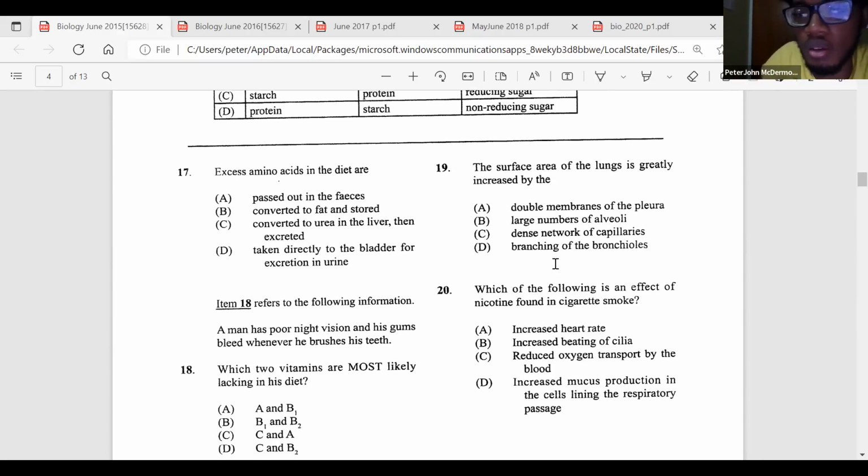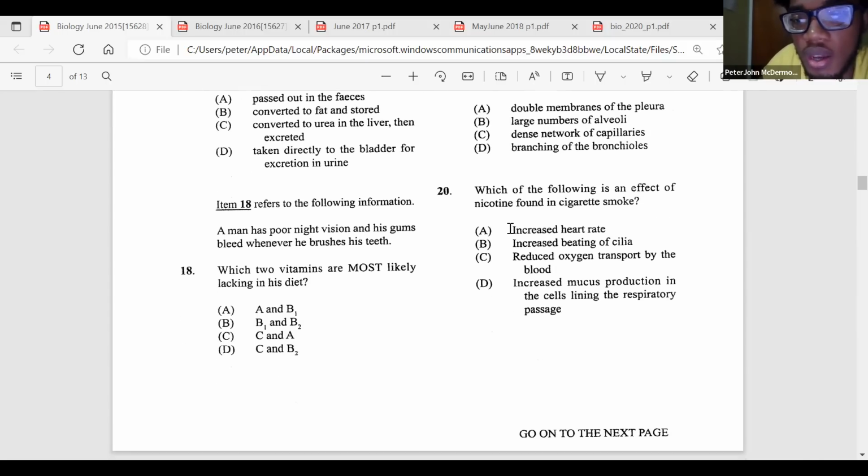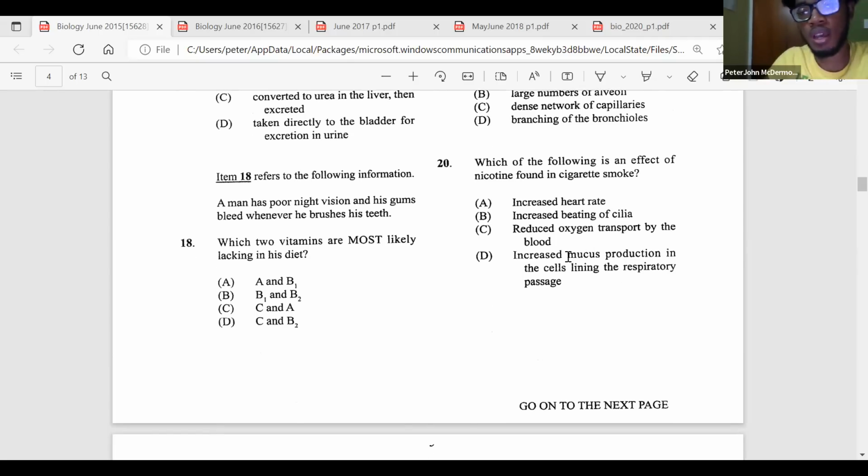Branching of the bronchioles, no. The alveoli is the respiratory surface. Which is an effect of nicotine found in cigarette smoke? 5 seconds. All right, yeah, so you guys are very smart. So let's check it out.